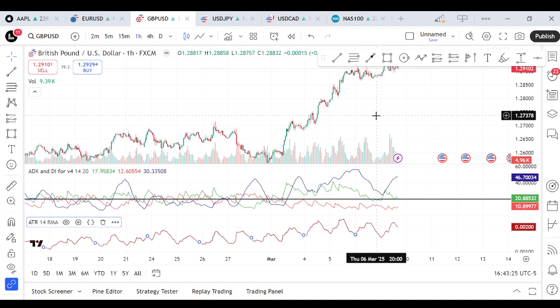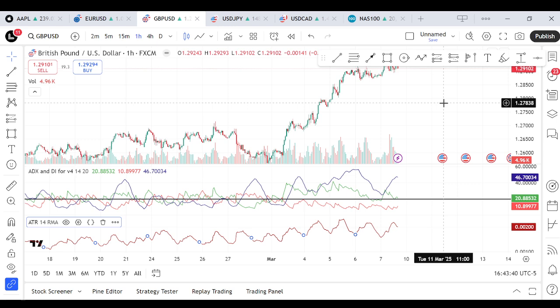By combining these two indicators, you can assess both the strength of a trend and the level of market volatility. This combination gives you a clearer picture of market conditions, helping you decide whether to trade and how to manage risk effectively.